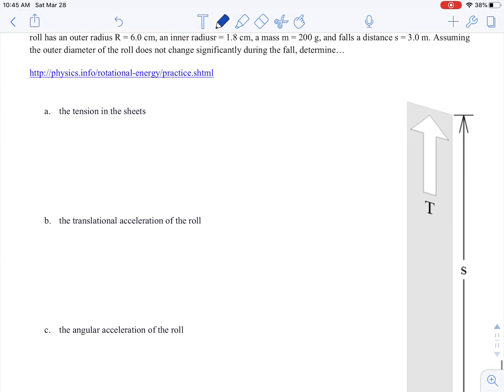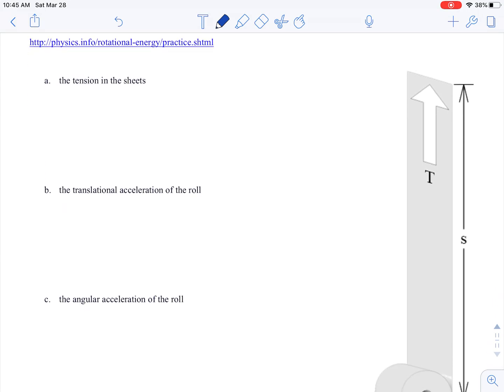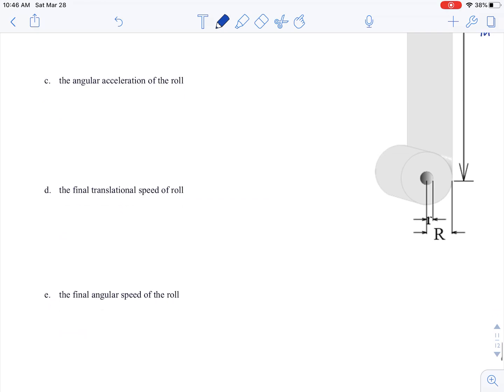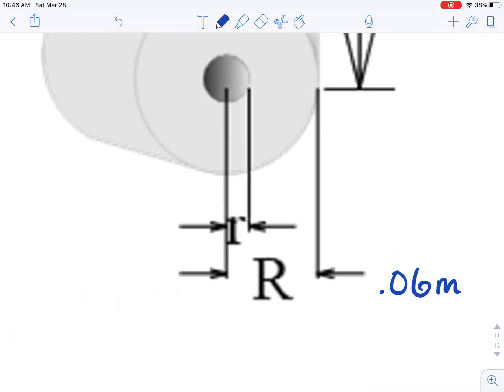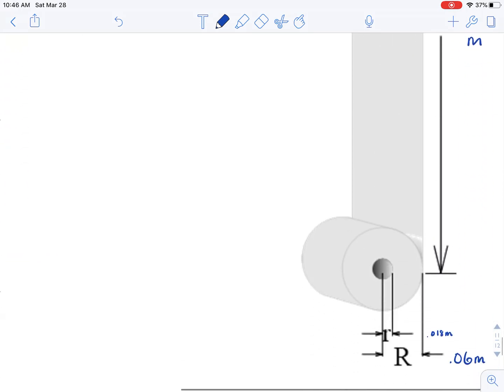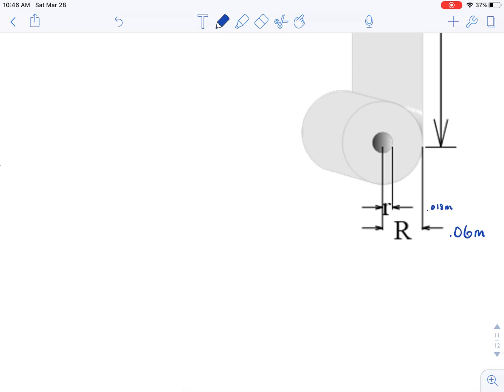Okay, so let's take a look at what we've got here. S, the distance that it falls, is 3 meters. Then we've got the inner and outer radii. The outer radius is 0.06 meters, that's 6 centimeters. The inner radius is 0.018 meters, that's 1.8 centimeters. And we had the mass. The mass of the toilet paper roll is 200 grams, which is 0.2 kilograms.